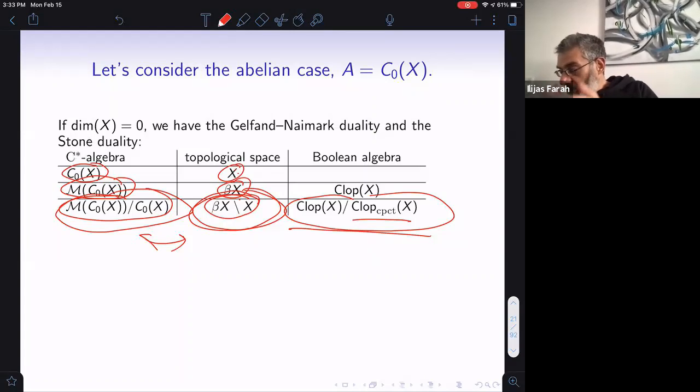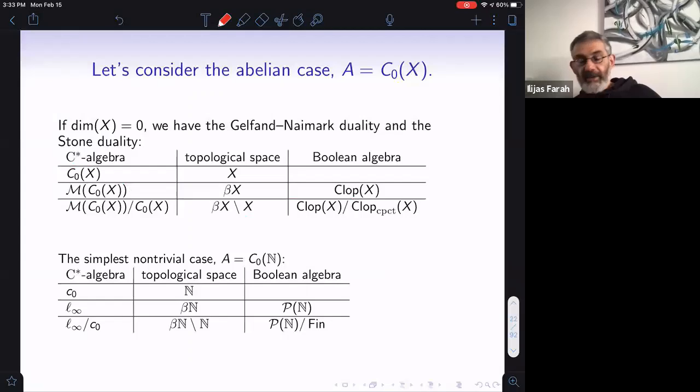Right, and now let's look at the easiest of all cases. Okay, so what is the simplest locally compact, non-compact Hausdorff space? Well, just the infinite discrete space. So just look at C0 of the natural numbers. And here is what the previous table becomes here. The C-star algebra C0 of X is just little c0. The multiplier algebra is L infinity.